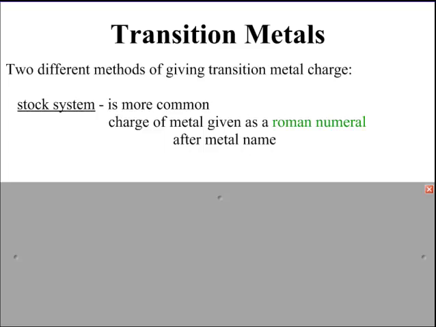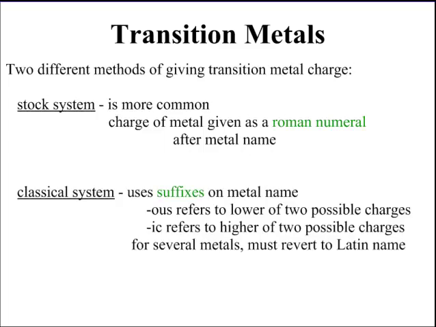In one of two ways, the charge of a transition metal has to be given as part of the compound's name. The most common and easier way is the stock system. The charge of the transition metal is given as a Roman numeral after the metal name. An older system that's still sometimes used is the classical system. Here, the suffix OUS on the name of the metal refers to the lower of the two possible charges, and the suffix IC refers to the higher of the two possible charges.